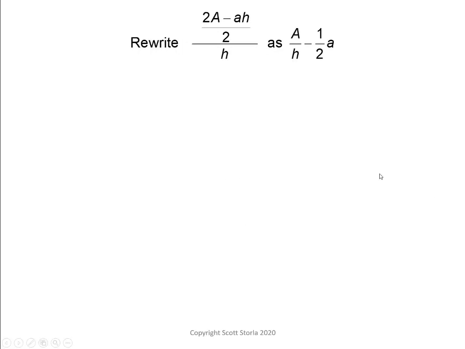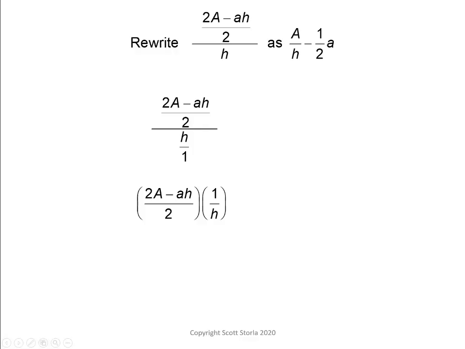Try this one. Notice the final form that you're after. After thinking of h as h/1, I would multiply the numerator by the reciprocal of the denominator. Now I can't reduce the h's here because this is part of a difference. That's also why I can't reduce the 2's here. So the best I can do is multiply the numerators and multiply the denominators.